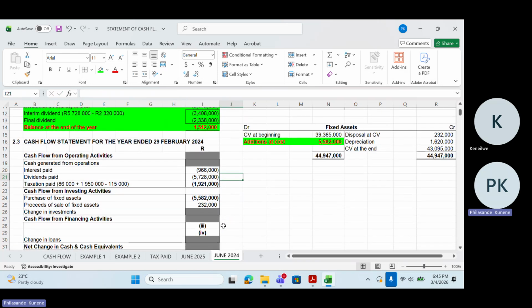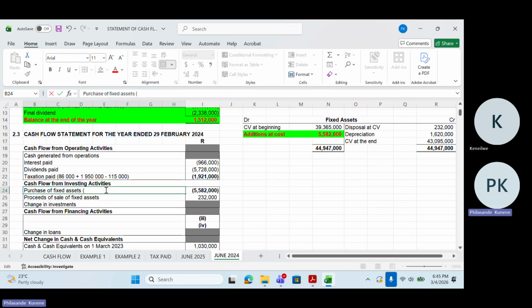Okay, so this will be our workings to get our taxation paid. But for fixed assets that were purchased, our workings will be this 39,365 minus all of these ones, and then we're getting our 5 million. So you can say 39,365. Then you're saying minus 232,000. Then you say minus 1,620,000.